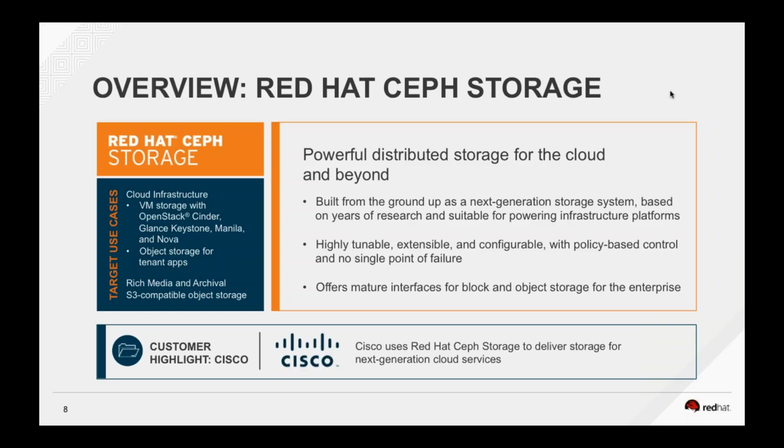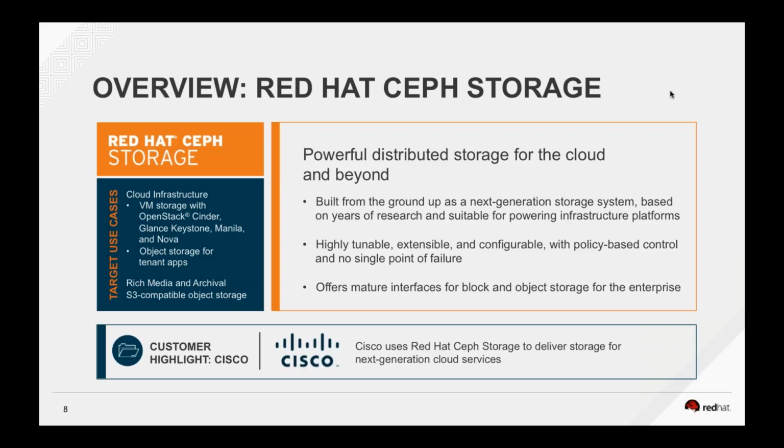One is, like I mentioned, cloud infrastructure. All the OpenStack VMs, Cinder, Glance, Keystone, Manila, and Nova can all come from Ceph. With CephFS now, even file access is available for OpenStack. So that's why we have all the modules of OpenStack which need storage coming from Ceph. Object storage for tenant applications, like I mentioned earlier, if you need object storage as a service, again, this is something which you should look out for.